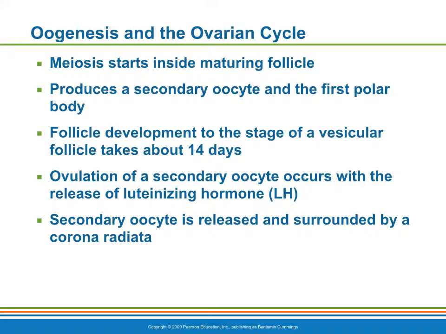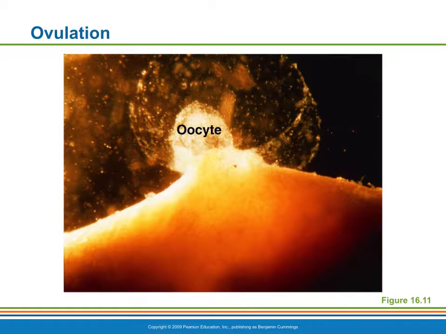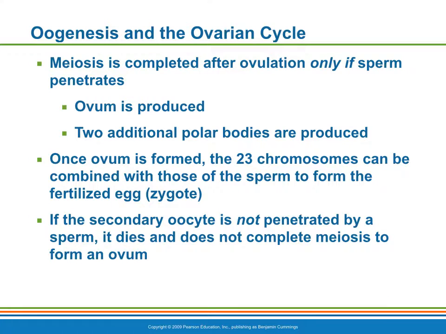The follicle development, the stage of the vesicular follicle, takes about 14 days. And then ovulation of a secondary oocyte occurs with the release of luteinizing hormone. Here's where you've got an oocyte that's being released from the ovary. Now, meiosis is complete after ovulation only if sperm penetrates. Okay, so the ovum is formed. It's got 23 chromosomes. It combines with the sperm to form a zygote. If it is not penetrated by the sperm, it dies and does not complete meiosis to form an ovum.